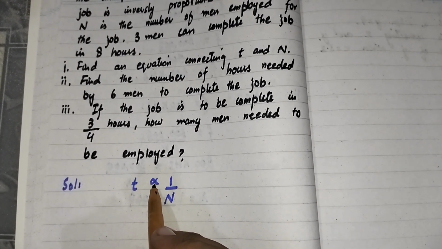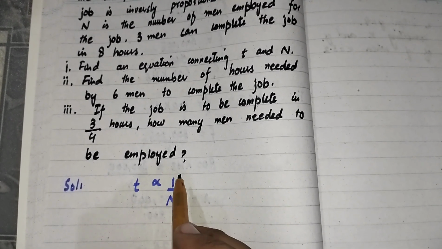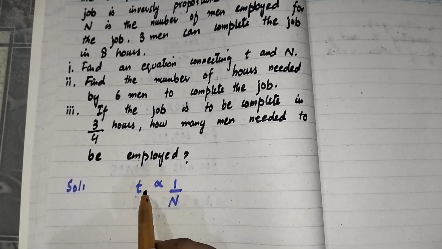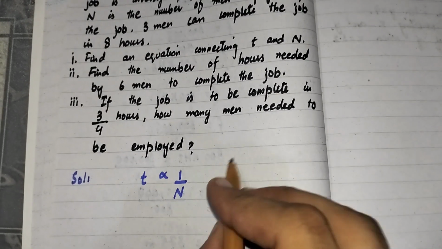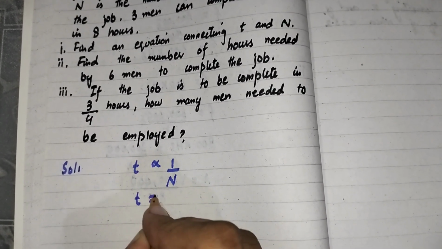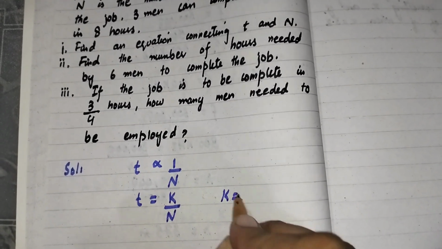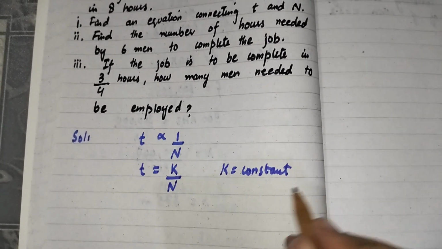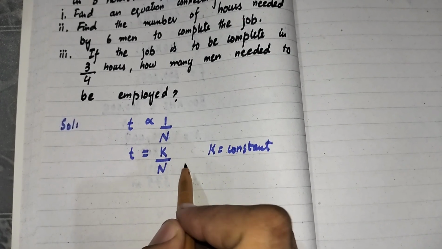Inversely proportional is a sign of proportionality, and for inverse proportion we have to write the variable as 1 upon. So time is inversely proportional to n, so t is proportional to 1 upon n. Converting the proportionality sign into equality, t is equal to k upon n, where k is a constant. To convert the proportionality sign into equality, we have to multiply by the constant k.